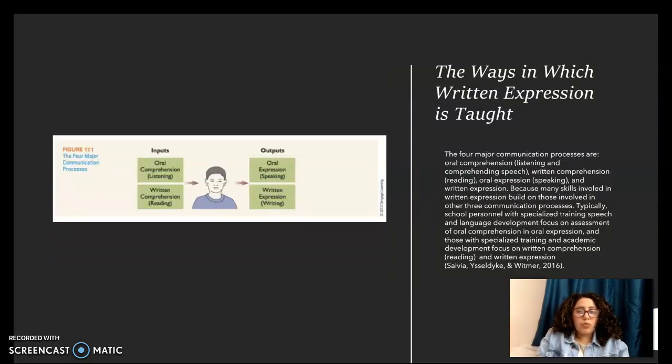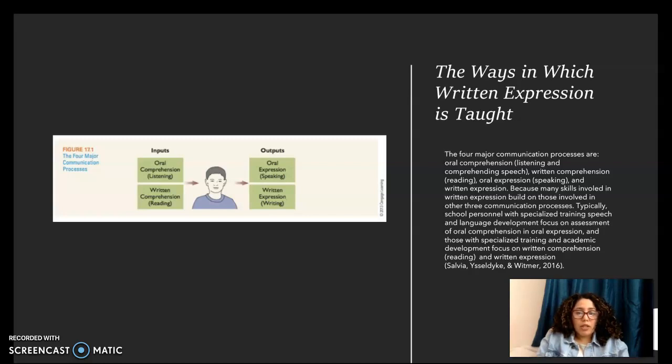The ways in which written expression is taught. This figure shows the four major communication processes, the input being oral comprehension, listening, and written comprehension, reading. The output would be oral expression, speaking, and written expression, writing.